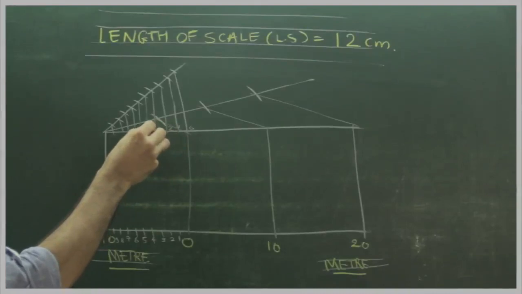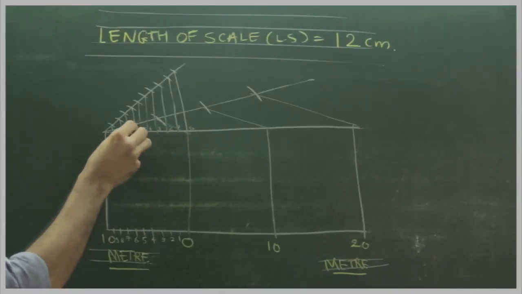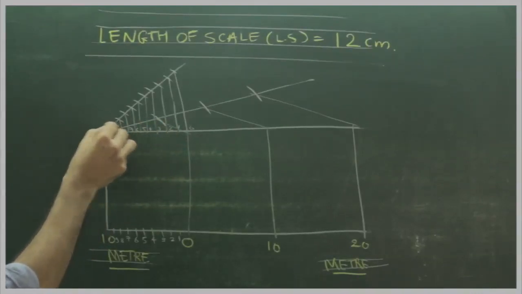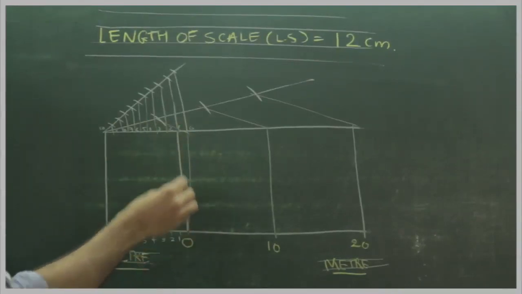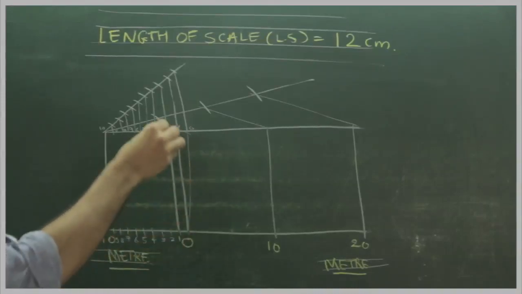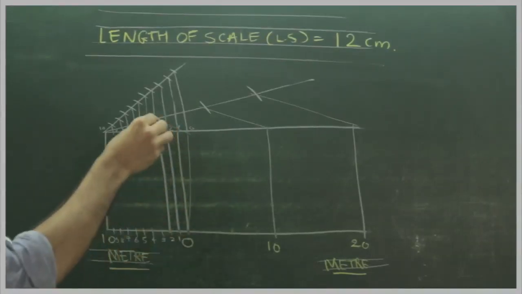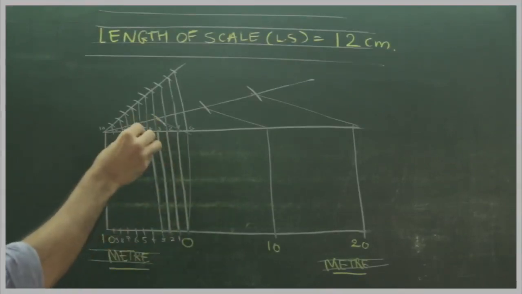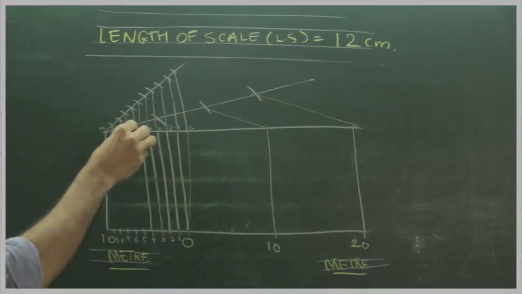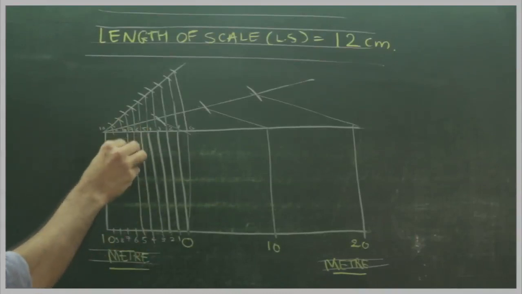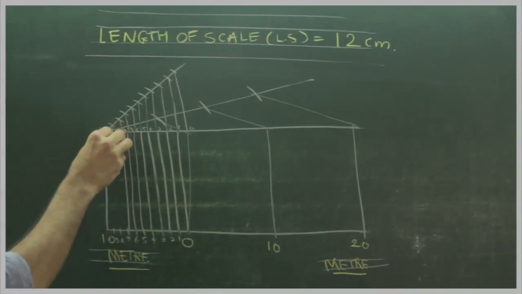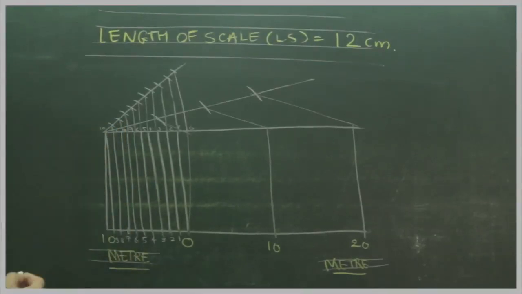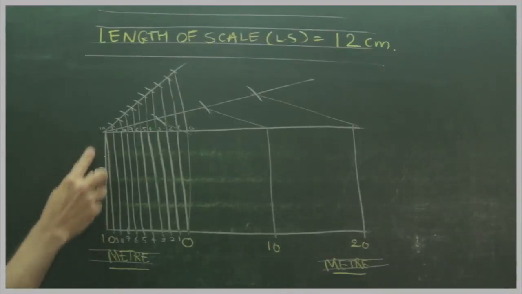First we will name these points 1, 2, 3. Then we'll join 0 to 1. Then we'll join 1 to 2, 2 to 3, 3 to 4, 4 to 5, 5 to 6, 6 to 7, 7 to 8, 8 to 9, and 9 to 10. And this we have taken as 5 centimeters. So we'll divide this into 10 parts.